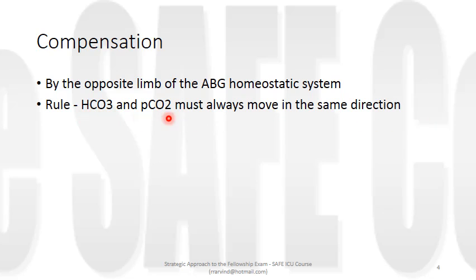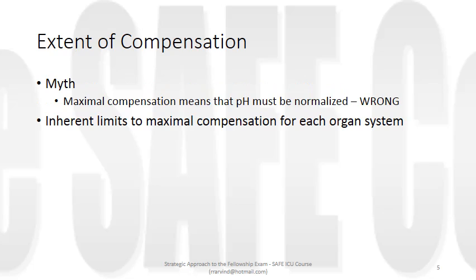And if they do not move in the same direction, so when one of them is high and the other is low, or when one of them is high and the other is normal, then it means that compensation has not occurred. Now, once you have determined that compensation has occurred, you'll then want to know the extent of compensation, which is: is compensation occurring to the full extent, or to the maximal compensation?